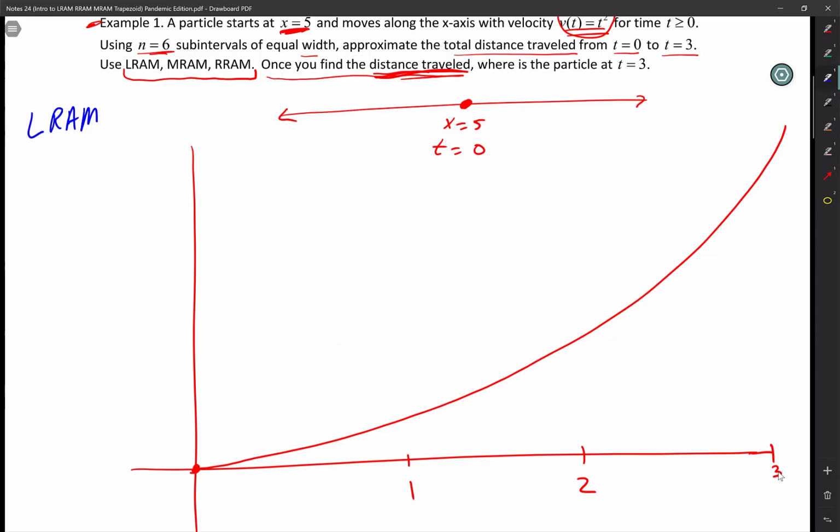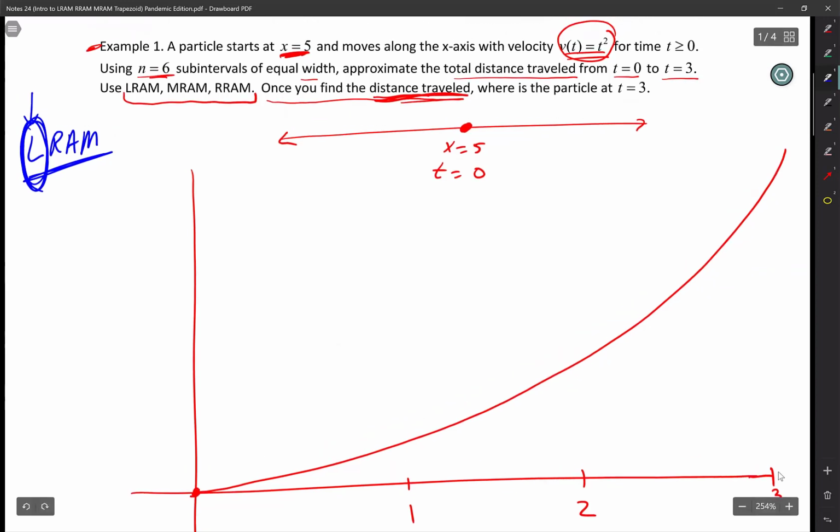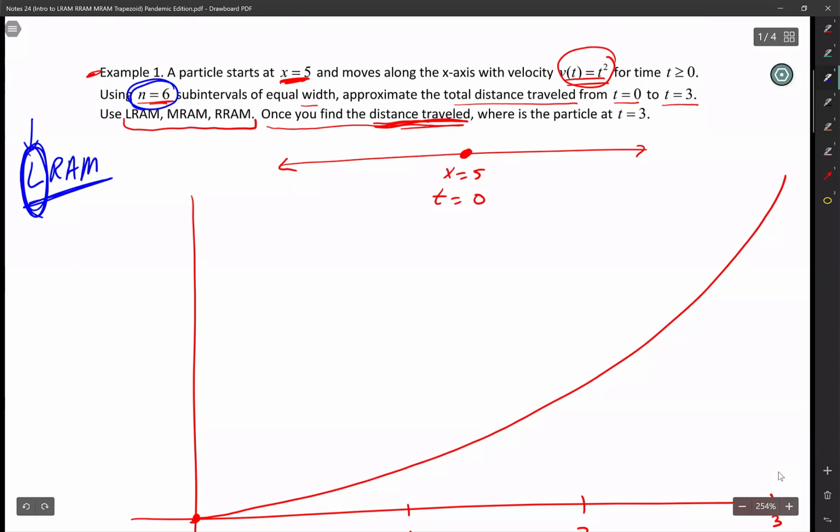So I'm using LRAM. What that means, the key letter is L. So we're using the leftmost. I have all these ideas going through my head, but I can't even talk. We are using 6 rectangles because they told us n equals 6. And I need to fit these rectangles between 0 and 3.